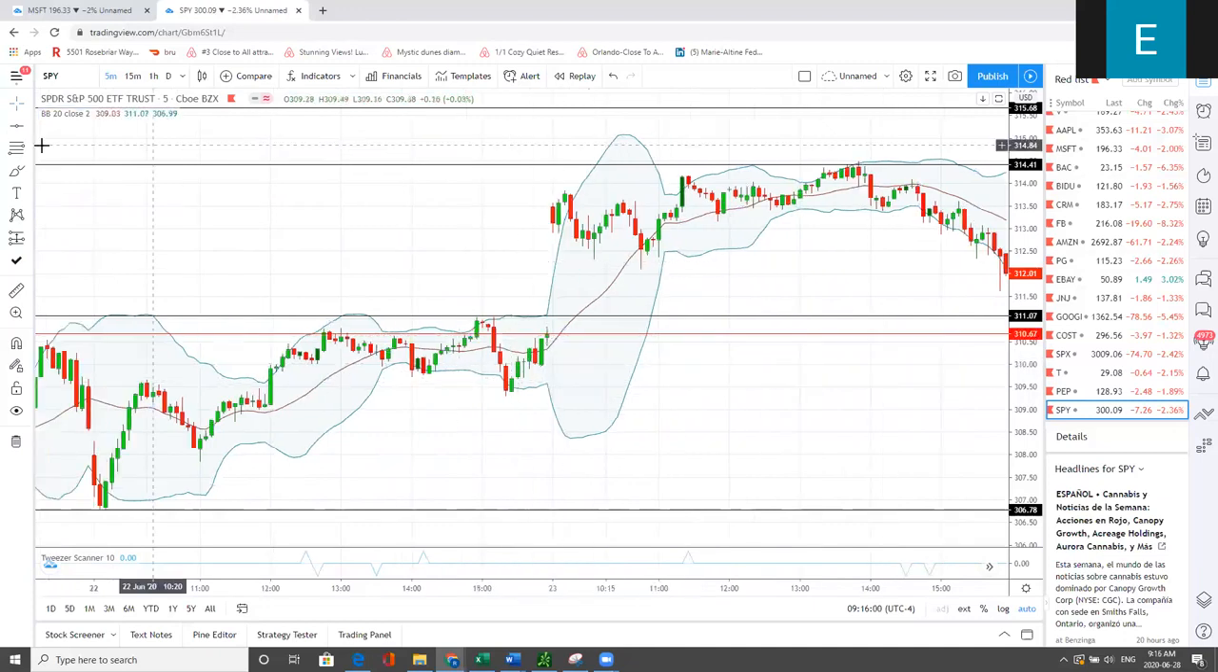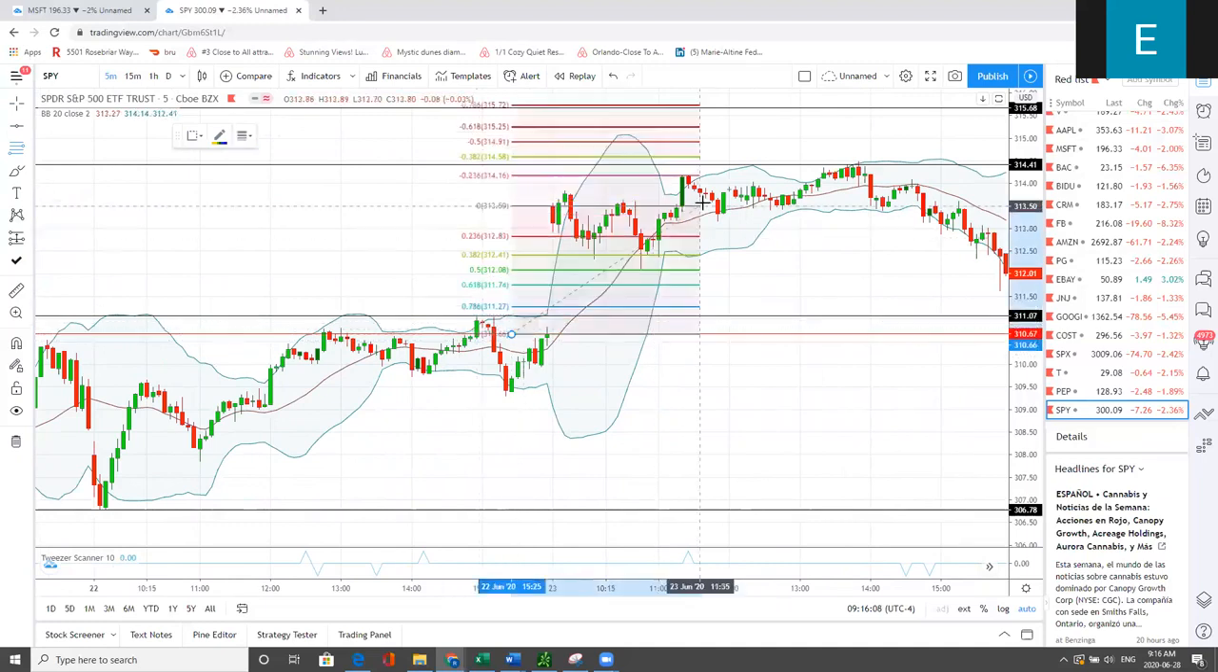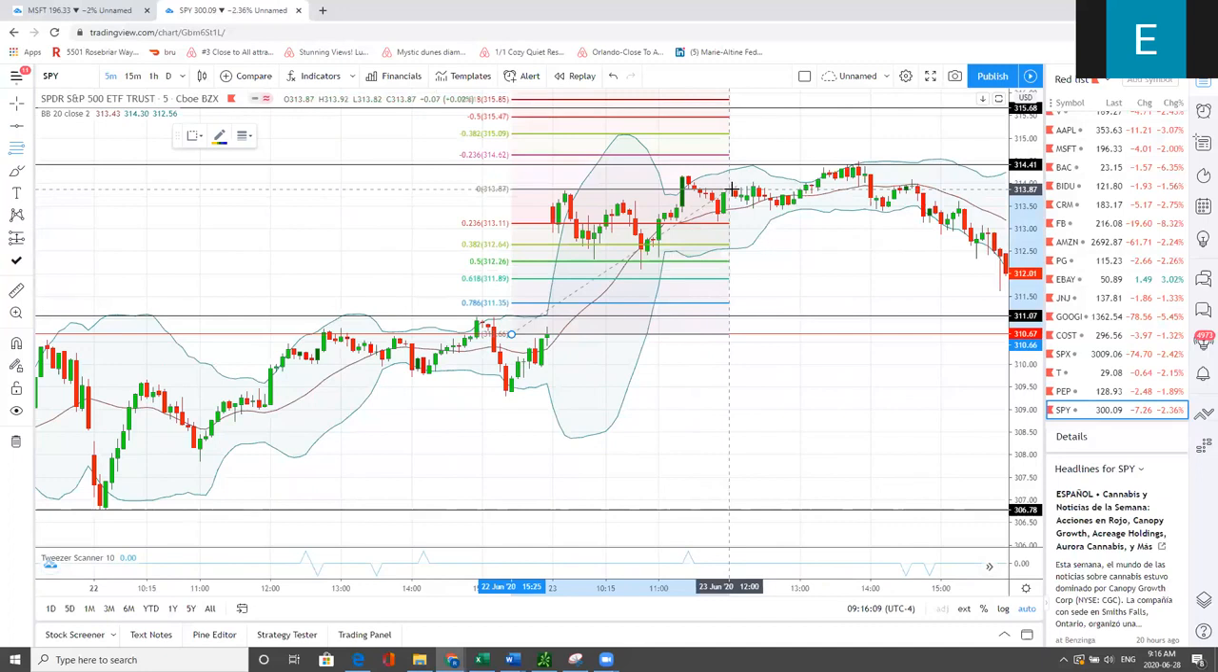And if we don't fill the gap completely, what we can do is take a Fibonacci from the close to the high before we start pulling back at the open of the market. And we can use the 50% retracement, the 618, the 786. We can use all of these Fibonacci levels as areas of support on the way down.